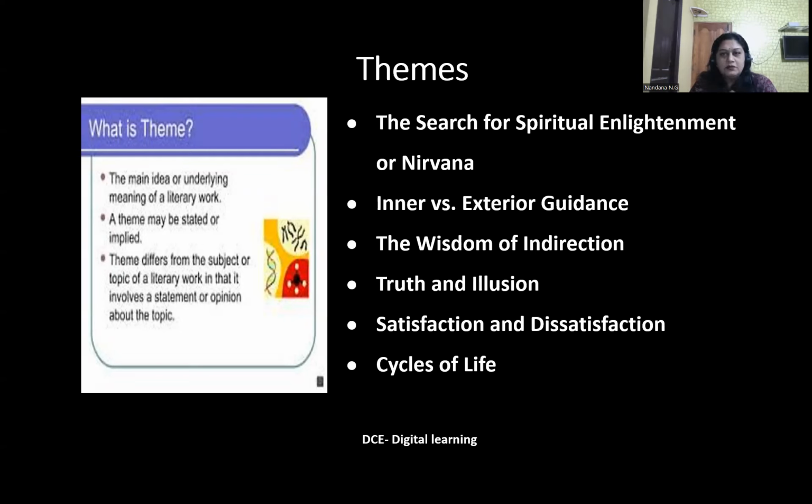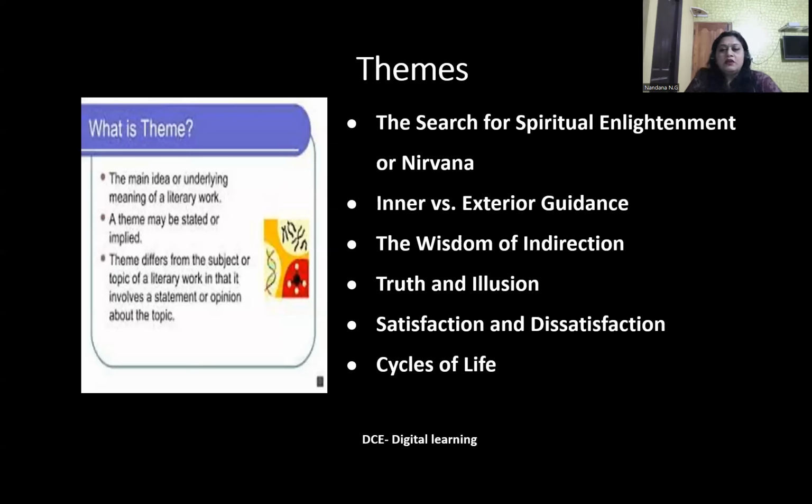These are the prominent themes that are listed here. The first theme, the search for spiritual enlightenment or nirvana. As understood till now, Siddhartha, the protagonist in the novel, his eternal search for spiritual enlightenment or nirvana is the most prominent theme in the course of this novel. And then we also see the second theme, inner versus exterior guidance. At times, Siddhartha goes in search of a teacher who will help him attain nirvana. In spite of his interaction with multiple teachers, he is unable to get the desired guidance. At last, guided by his inner self, he somehow manages to gain enlightenment. We can see this theme again very prominently.